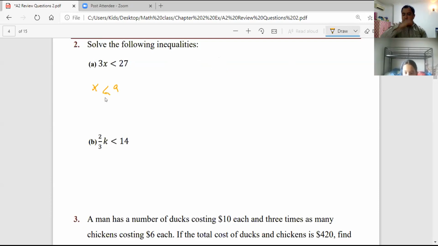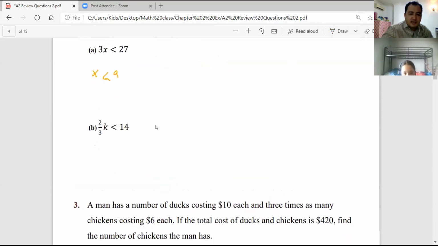Okay, what does it mean? It means that if 3x is less than 27, then x must be less than 9. Oh, I see how to do it. For example, if you substitute 8 or any number less than 9 here, this inequality will be correct. Okay. How about question B?